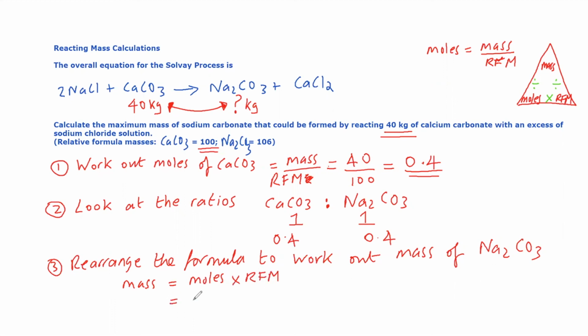The moles is taken from part 2, 0.4. And the relative formula mass, they give it to you in the question. Relative formula mass is 106. And we do our multiplication. And that comes up to 42.4 kilograms, not grams this time. And that is as difficult as they get.